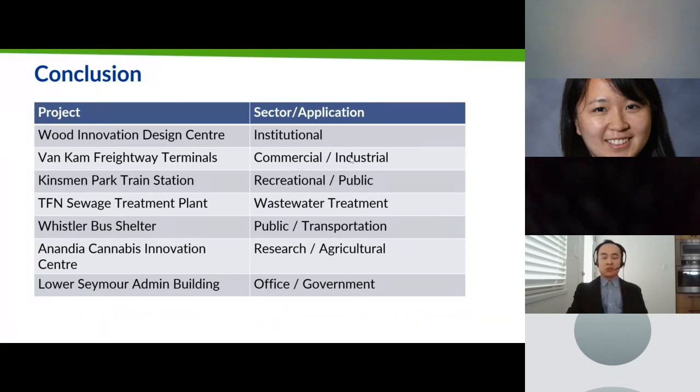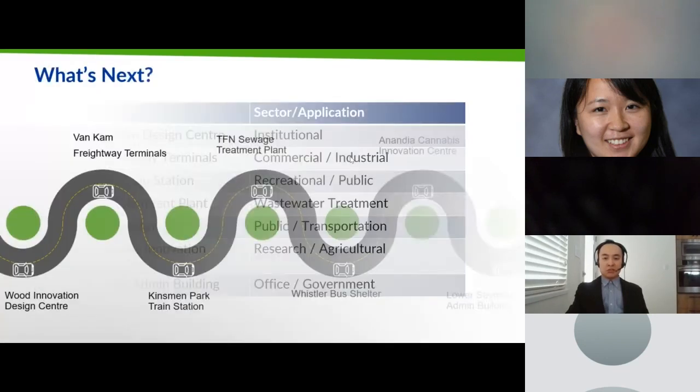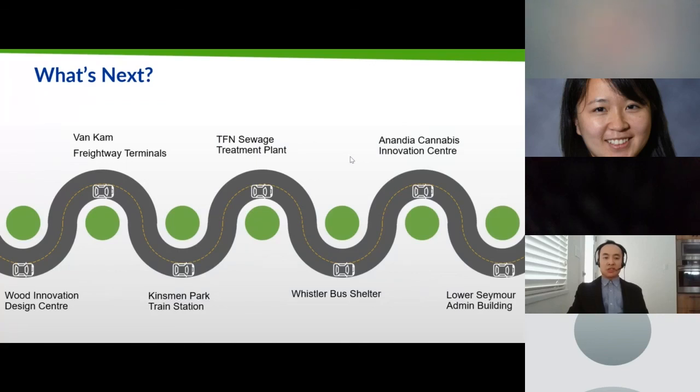We did a bus shelter, a bit of a public structure in a sense. And then we have a Cannabis Innovation Center, which is a research facility. And lastly, we had the Lower Seymour Admin Building, which is a government office sort of building. So as you can see, the possibilities are endless, right? I wonder what's next. I'm excited and I can't wait to undertake the next project.